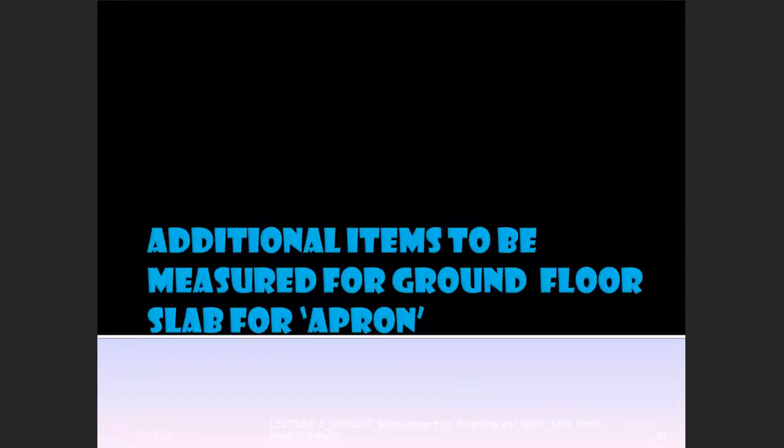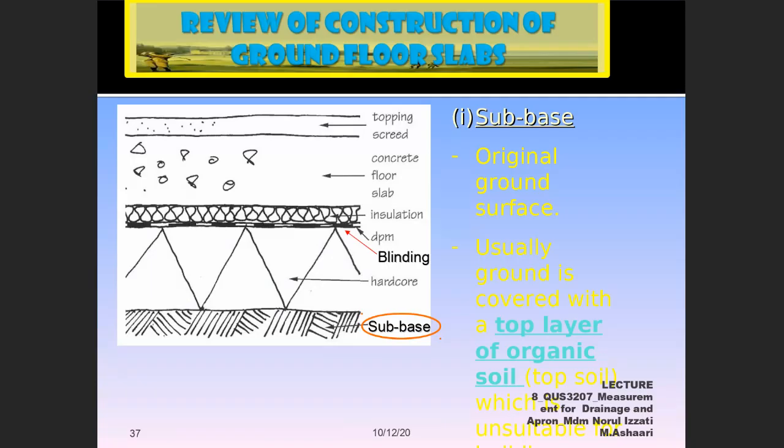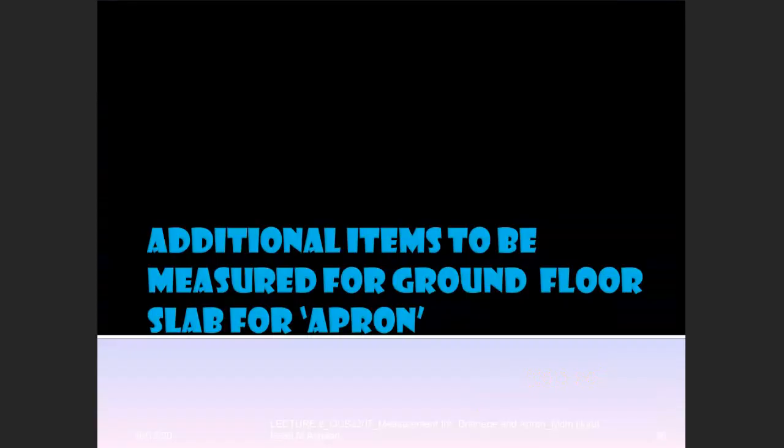Okay, and then in case you are required to measure the drainage together with the ground floor slab for the apron, because I think most of the time the apron is measured together with the perimeter drain. So if you are given the detail, you have to measure the apron as well. Remember what is apron? If you refer back to the drawing, the apron is something like this. Let's say this is your building. Previously, you can see this is the drain.